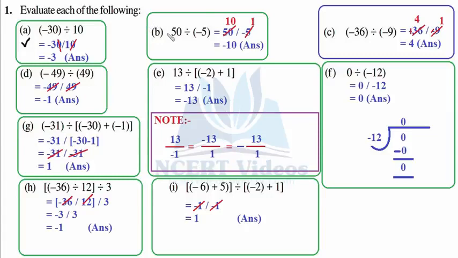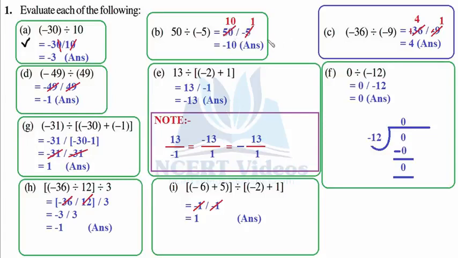Now B part, 50 divided by minus 5. You write 50, put the division sign. You can also do it in this manner, like we have done here. So 50 over minus 5. 1 5s are 5 and 10 5s are 50. So again, it'll be minus 10.